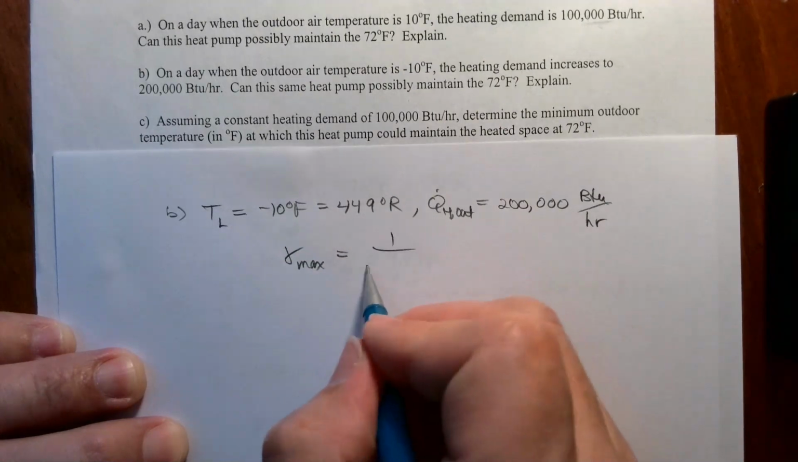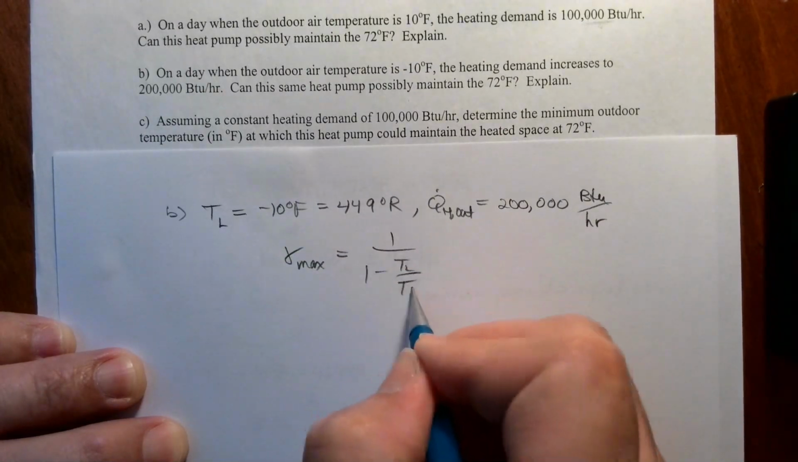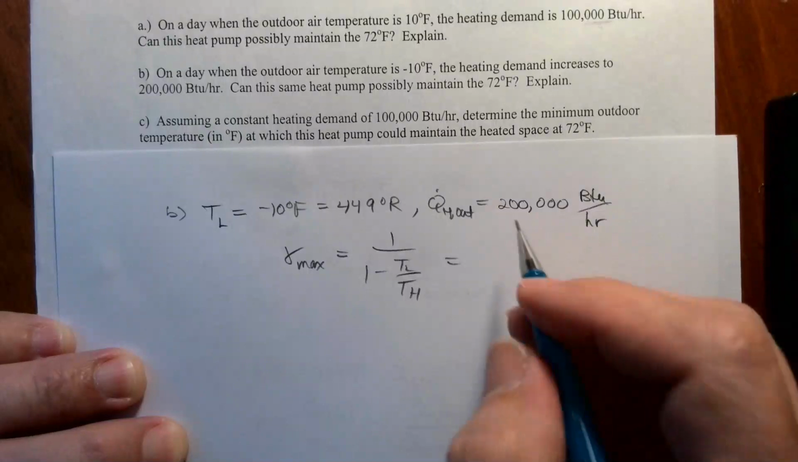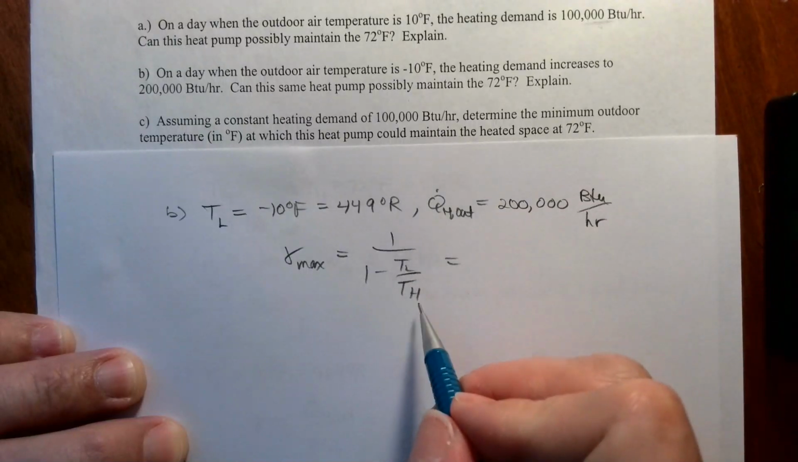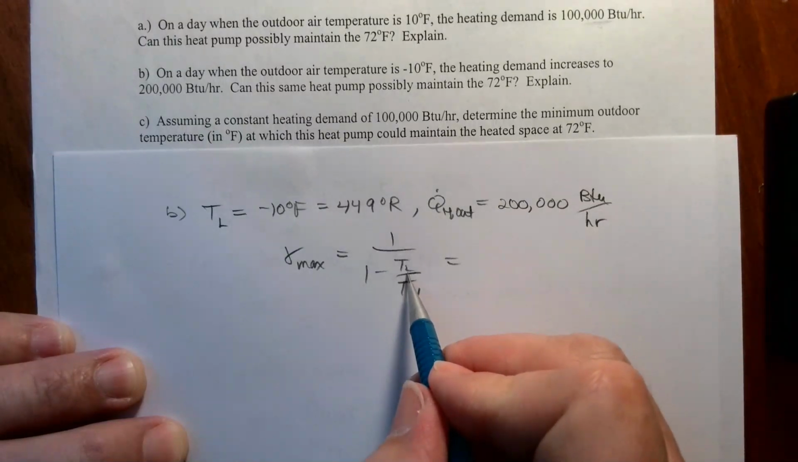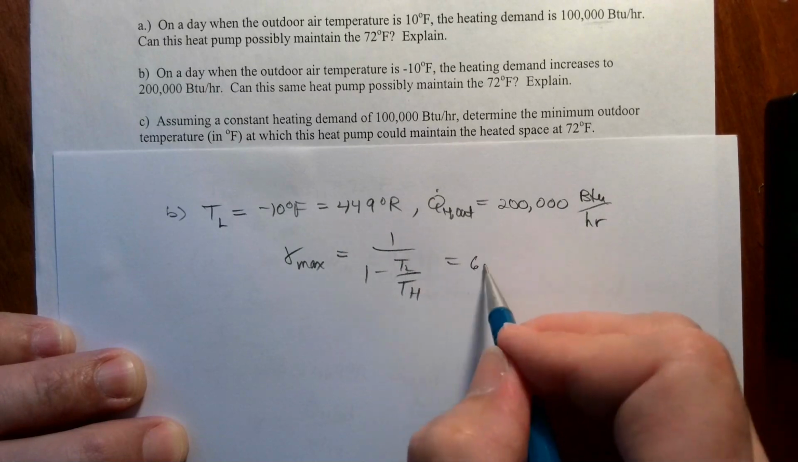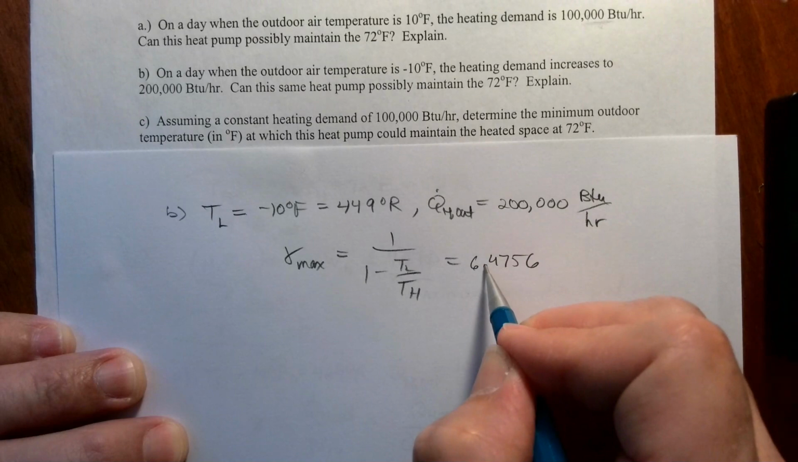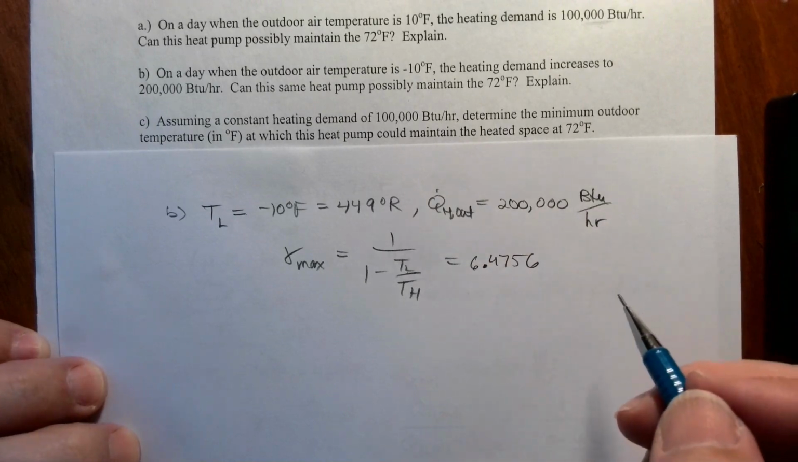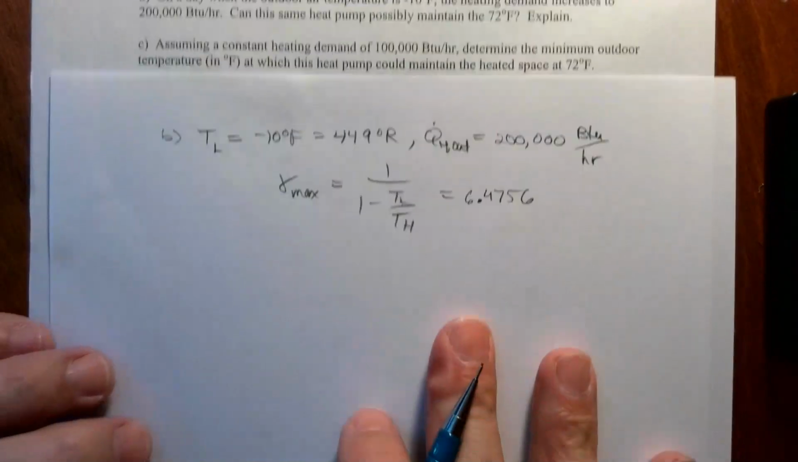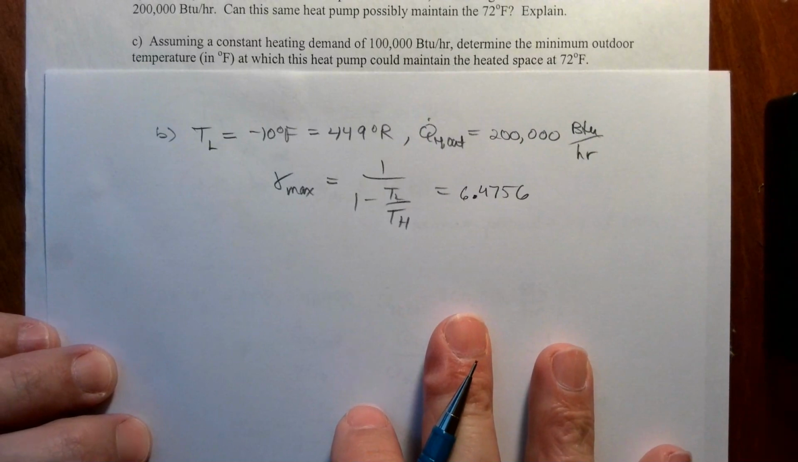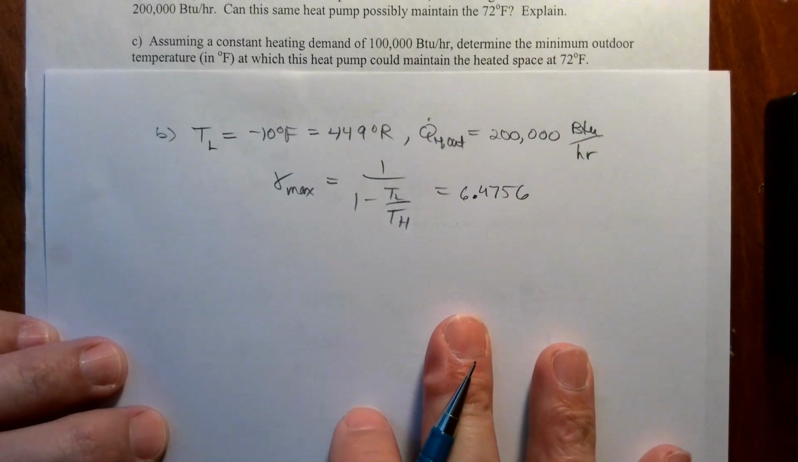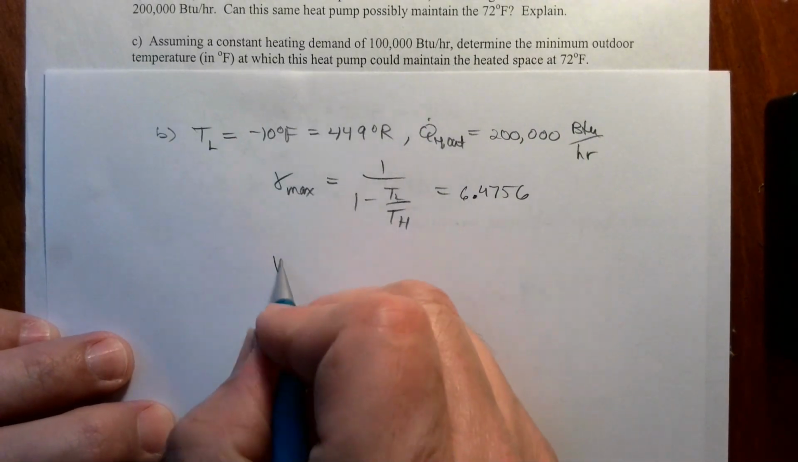Gamma max is different now. It's still 1 over 1 minus TL over TH. But now I have a different temperature to use for TL, 449. This comes out to be 6.4756. So a lower number, right? The larger the temperature difference, the harder it is to cause the heat transfer to occur.